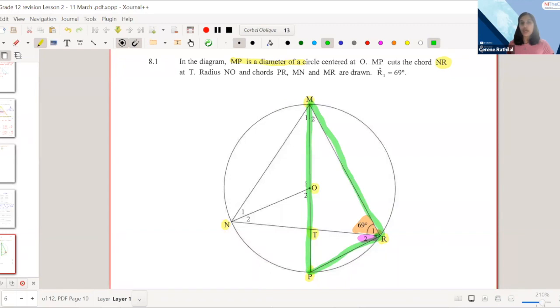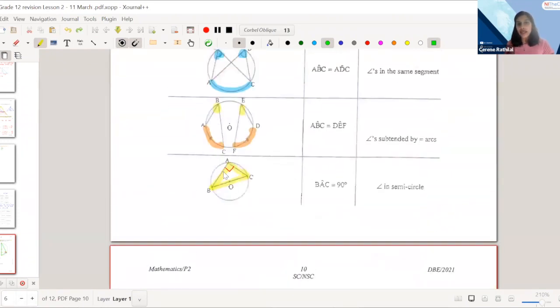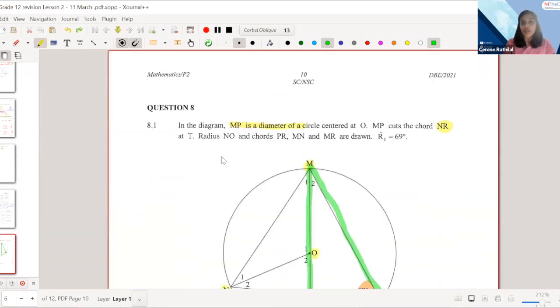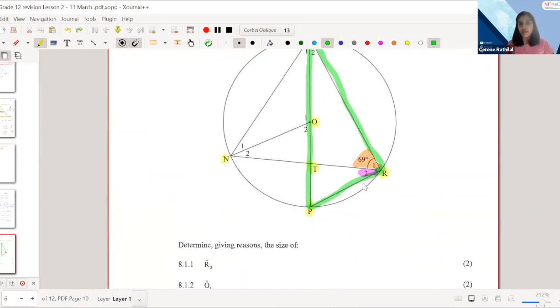So this green triangle is a triangle in the semicircle. And so what do we know about triangles in the semicircle? We know, based on this result, that that angle there, in particular R in this case, is 90 degrees. So that means that R is 90 degrees. So let's answer the question. R equals 90 degrees. So therefore, you'd have to provide your reason. What is your reason? Your reason is angles in a semicircle.